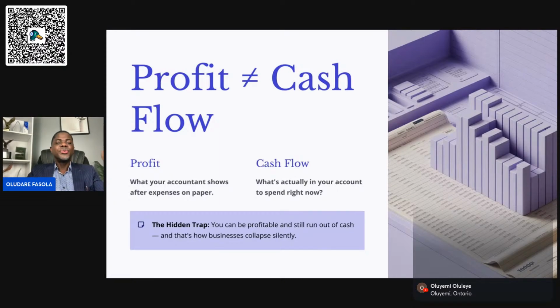So it doesn't really matter if you can make $1 million in profit. If you don't have cash flow to back it up, something is wrong. Profit is not equal to cash flow. Everybody put it in the comment section: profit is not equal to cash flow. You might be profitable but not have the cash to support it. You can be profitable and still run out of cash, and that's how businesses collapse silently.